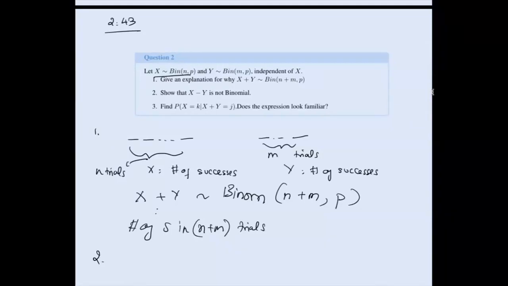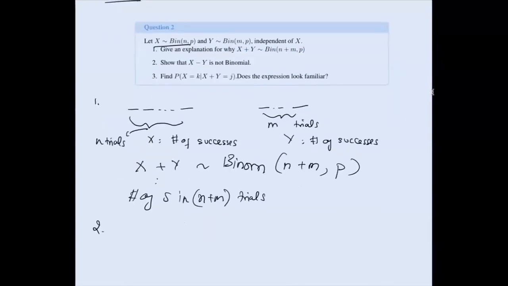And for part two, the student answer is correct when they mention the negative value. If we think about it, x is a number of successes here. Y is a number of successes here. What if x is 0? It's possible, right? It's possible that you have 0 successes. And then it's possible that y is something greater than 0. Let's say 1. Then in this case, x minus y will be negative 1, which means the possible range for the random variable x minus y can contain a negative number.